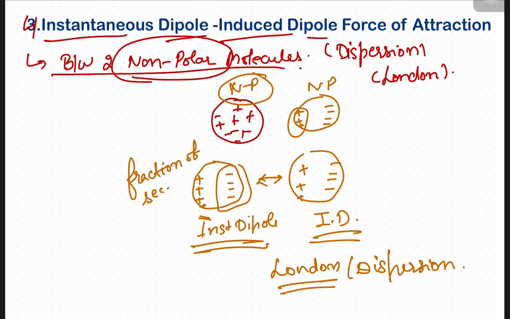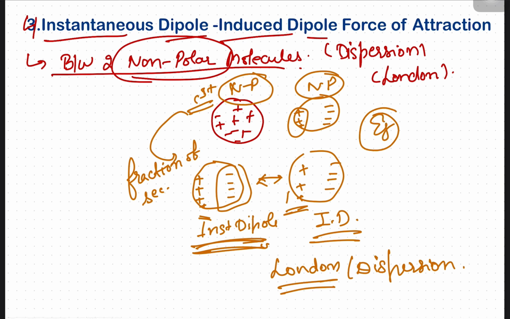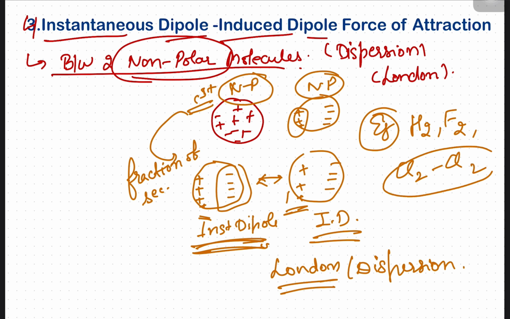Like here also, in this non-polar molecule the charges are randomly distributed. When the first non-polar molecule becomes polar for a very small fraction of a second, an instantaneous dipole, it will attract the positive charge towards one side and the negative will be left on the other side, due to which it becomes an induced dipole, and the force of attraction is known as London or dispersion forces. Examples are the forces between H2, F2 and Cl2 molecules. For all these non-polar molecules, the forces that exist between them are London or dispersion forces.